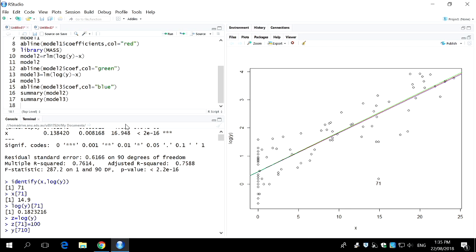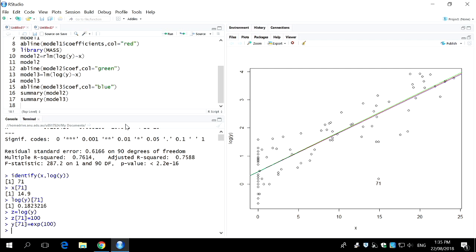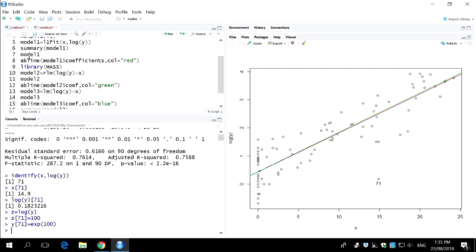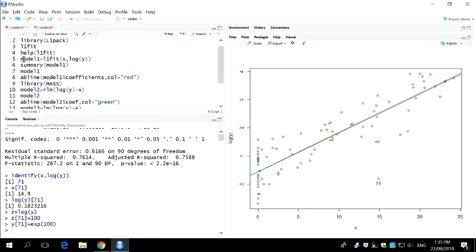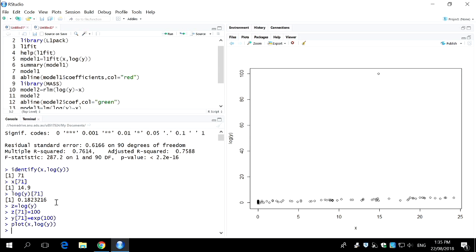Okay, so actually what I'm going to do is set y71 equals e to the 100. Okay, I'm just going to do that so that I can use my code from before. So first of all, I'm going to plot, I'll just do the plot again, plot x and log y. Okay, so there's my data now. So you can see these guys all down here, and then we've got that hideous one way up there. Okay, x versus log y. That's a long way further than I probably meant it to go, but let's see what the different models do.